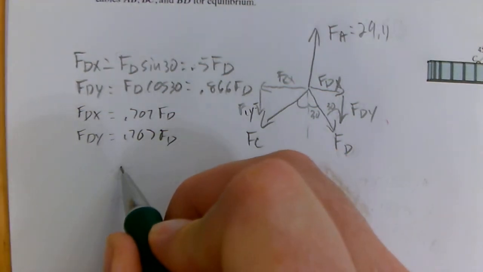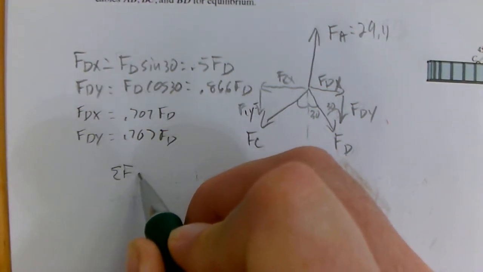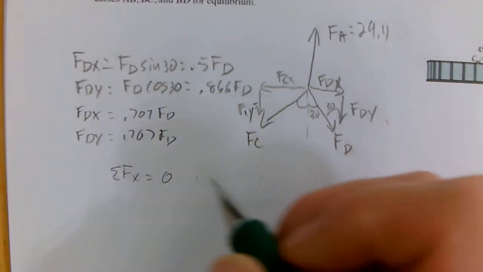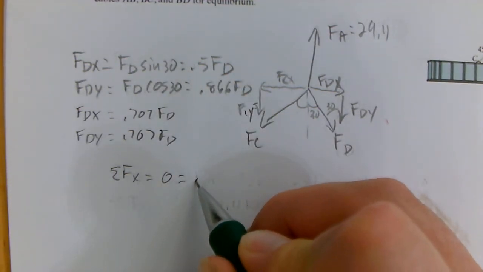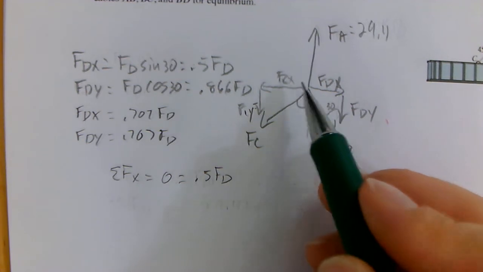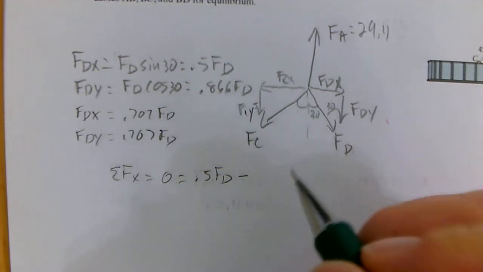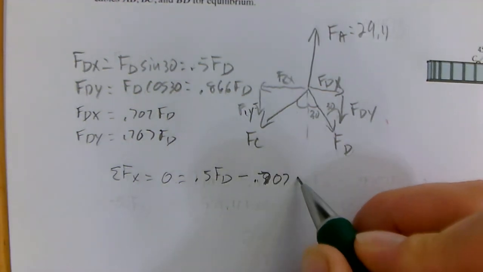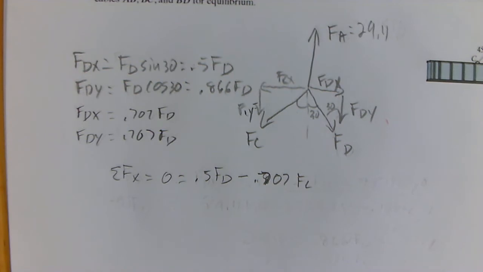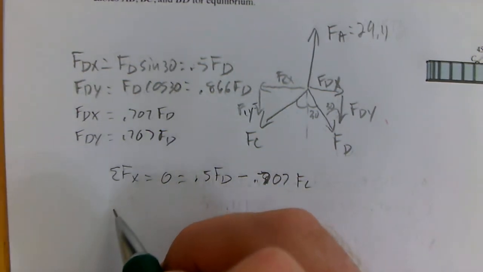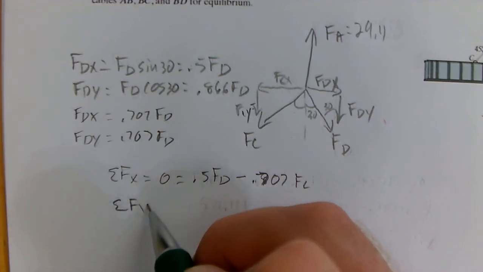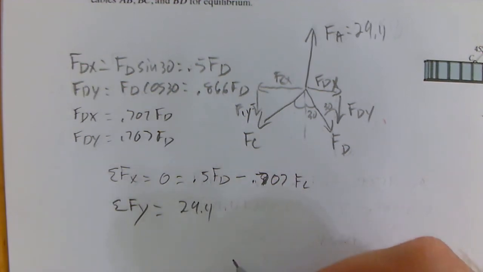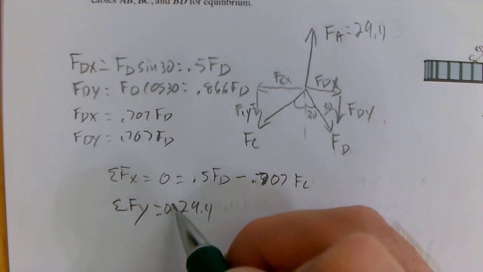Let's solve the equations of force. So the sum of the forces in the X equals 0. And we have FD in the X, which is 0.5 FD, and FC in the X, which is 0.707 FC. Okay, and then if we sum the forces in the Y, we have 29.4 up, and those are going to equal 0 also.